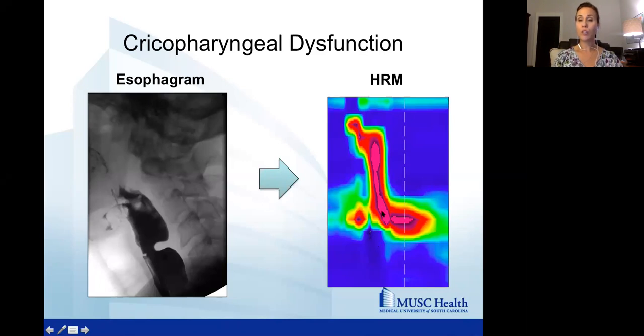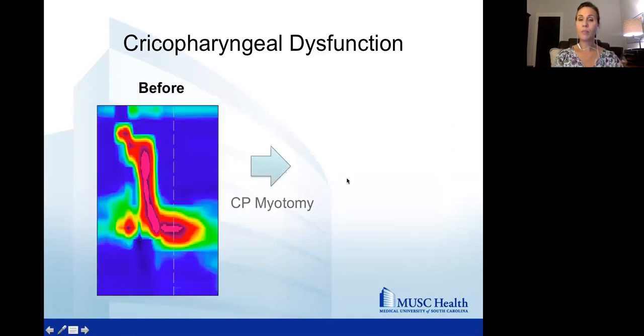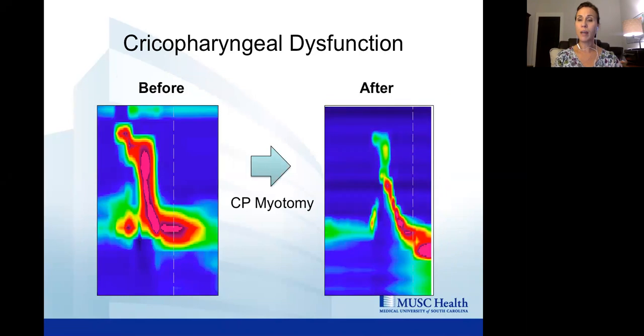So there's an obstructive nature here to her upper esophageal sphincter, or the PES, or the pharyngoesophageal segment. So she's really working hard to get things through. So if this is her before, when she underwent a CP myotomy, this is her afterwards. And what we can see here is a nice opening.